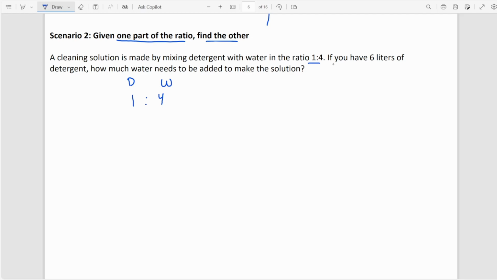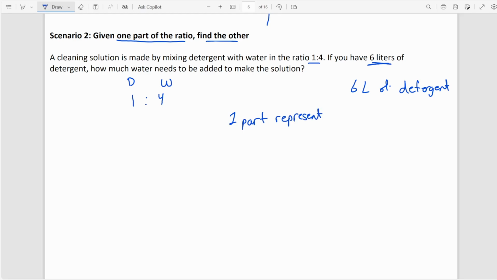Now, if you have 6 liters of detergent, how much water needs to be added to make the solution? So what we have here isn't the total amount of liters. We have 6 liters of detergent, particularly, and we want to know how much water I need. So now here's the thing. Again, what you want to find in this scenario is what does one part represent?